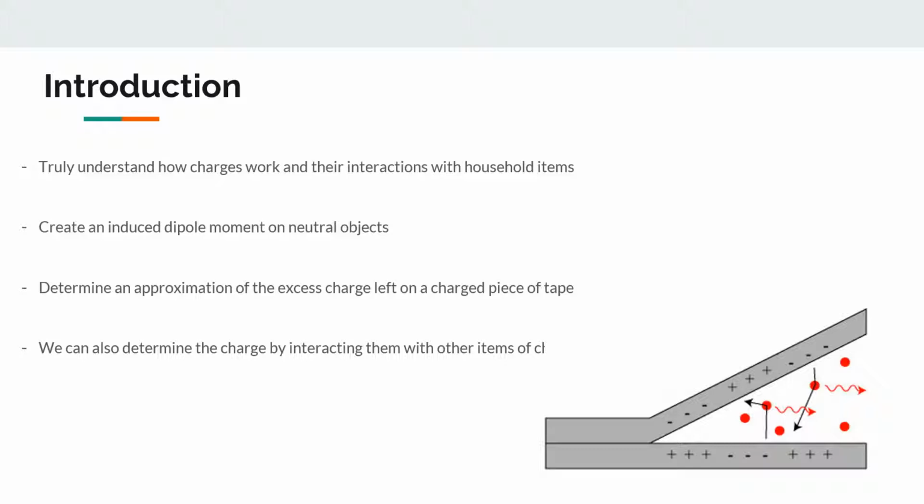A dipole can be described as two-point charges of opposite signs. You can create an induced dipole moment by rubbing, pulling, or touching objects against one another, so neutral objects can acquire more or less of a negative charge. By doing so, we can determine an approximation of excess charge left on charged pieces of tape. We can also determine the charge by interacting them with other items of charge.